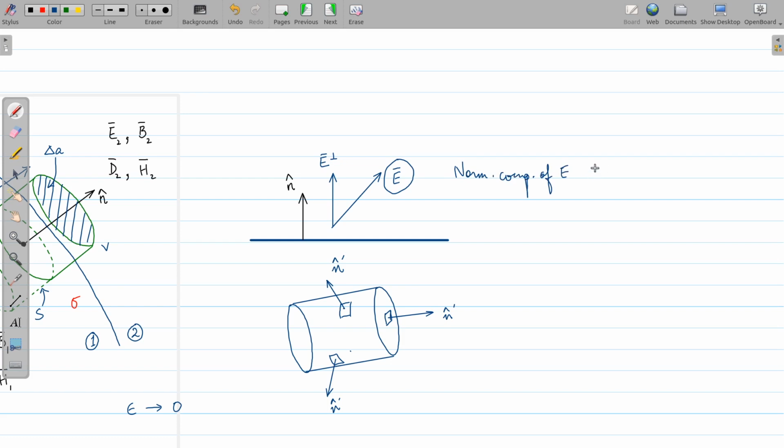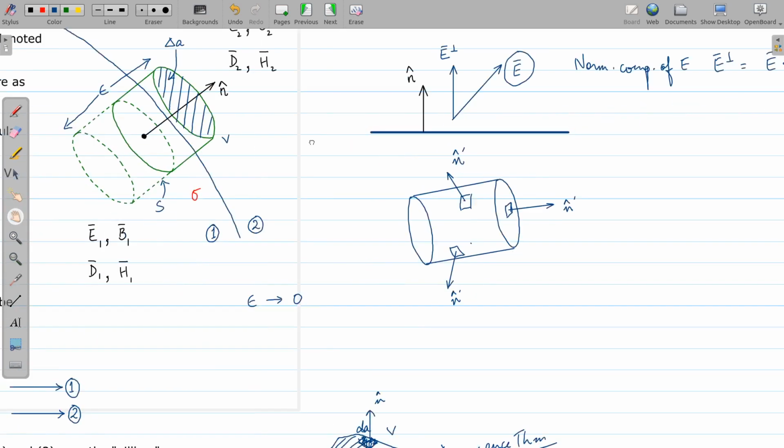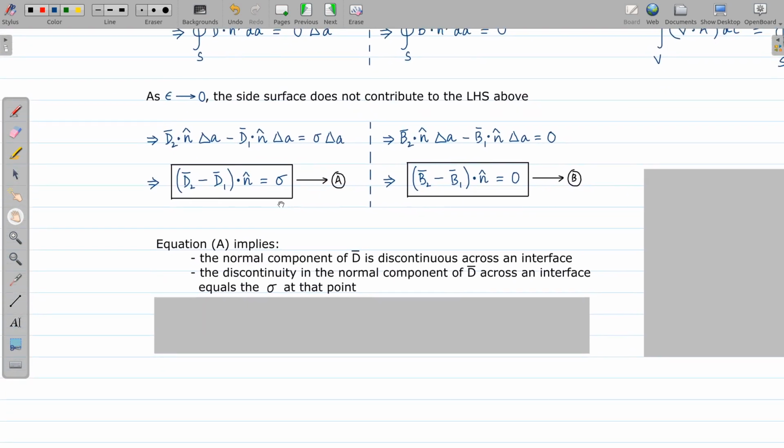The normal component of the electric field is this E perpendicular. How do you get it? All I need to do is take the dot product of E with n cap, which gives the projection of E along the n cap direction, which is nothing but the normal component. So what this equation tells us is that d2 dot n cap is the normal component of d2, and d1 dot n cap is the normal component of d1.